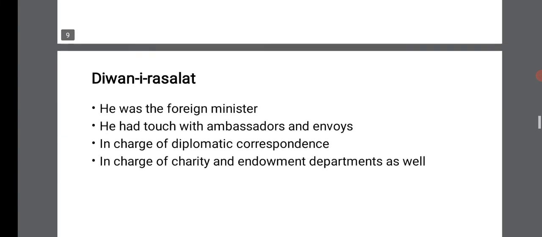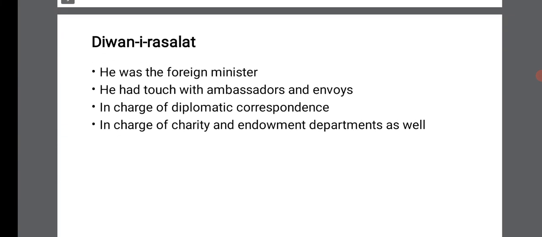Now let us move on to Diwan-e Rasalat. It was the third ministry. He was also called Diwan-e Muhtasib. The minister in charge of this department may be called the foreign minister. His duty was to be in close touch with ambassadors and envoys sent to the foreign states. He must also have been in charge of diplomatic correspondence, and sometimes the charity and endowment department too was placed under him.